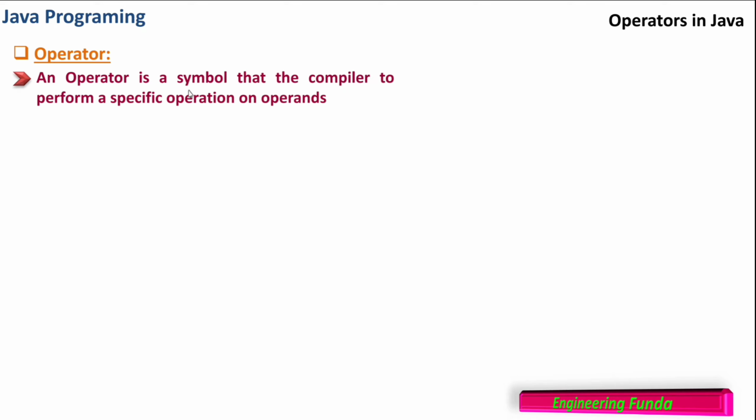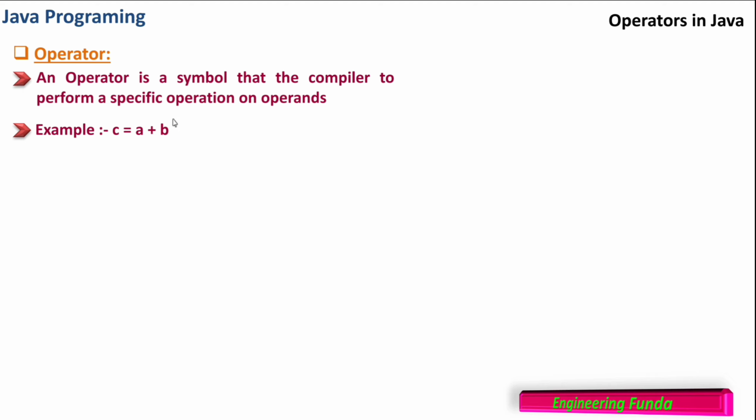An operator is a symbol that tells the compiler to perform a specific operation on the operands. So an operator is nothing but a specific symbol which is defined in the compiler so that it can perform specific operations. For example, C equal to A plus B.